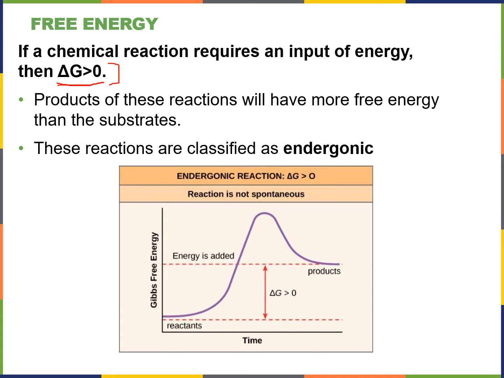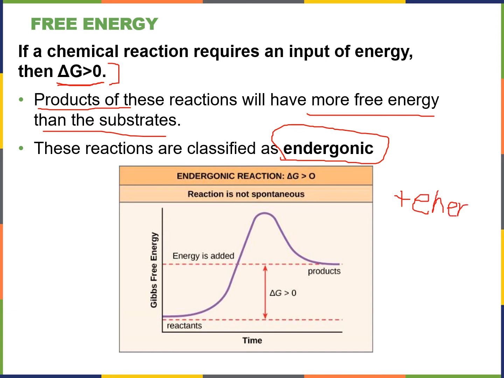If delta G is greater than 0, or it's positive, then the products are going to have more free energy than the substrates. And these reactions are called endergonic. These reactions are non-spontaneous, and these reactions will not take place on their own without adding free energy. So energy, I'm going to write it out here, is a requirement. Energy is an absolute must here. If we don't have energy, these reactions are not going to proceed. They are not spontaneous reactions like those that we see when the delta G value is negative.